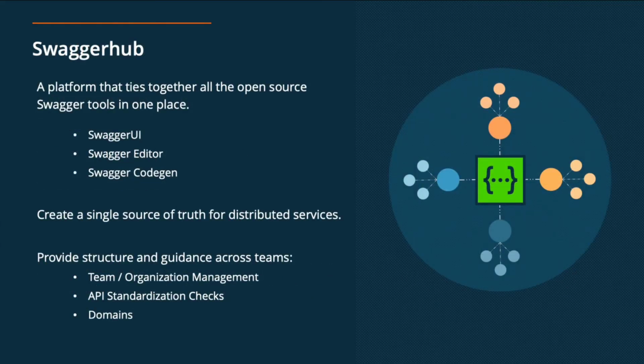So that brings us to SwaggerHub. SwaggerHub is a platform that ties together all the open source Swagger tools in one place. You might be familiar with them, you might not be, but these are open source tools like Swagger UI, Swagger Editor, and Swagger CodeGen. These are all individual tools that have been developed to help folks move their APIs towards the Swagger specification or the OpenAPI specification, and be able to generate interactive documentation and SDKs as a result of that, and an editor if you're working on YAML files. So all of these open source tools we've bundled up as part of SwaggerHub.